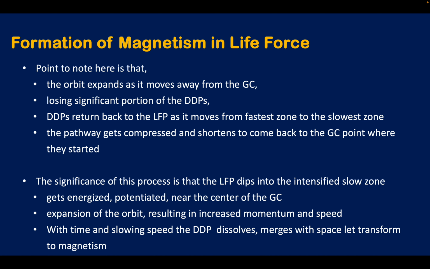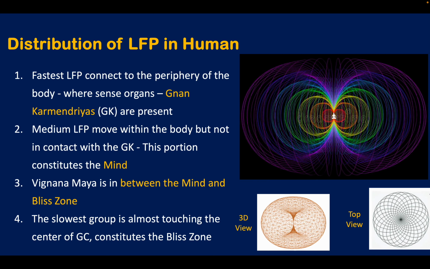The life force particle gets energized and potentiated near the genetic center, and expansion of the orbit results in increased momentum and speed. With time and slowing of the speed of the divine dust particle, slowly they dissolve, merge with space and transform into magnetism. This is how a man's karma gets exhibited in the form of biomagnetism.